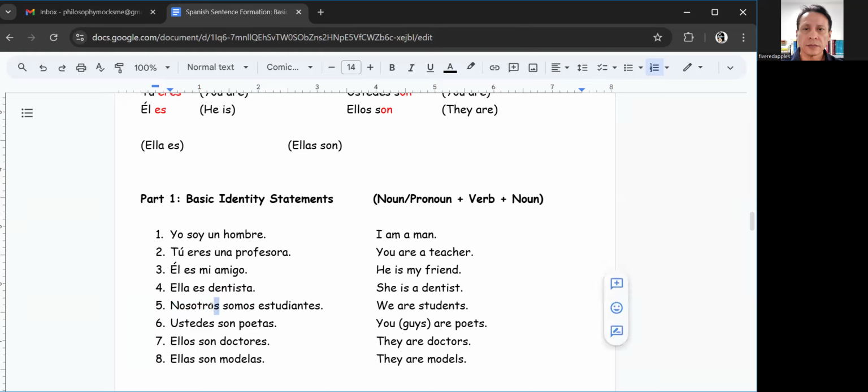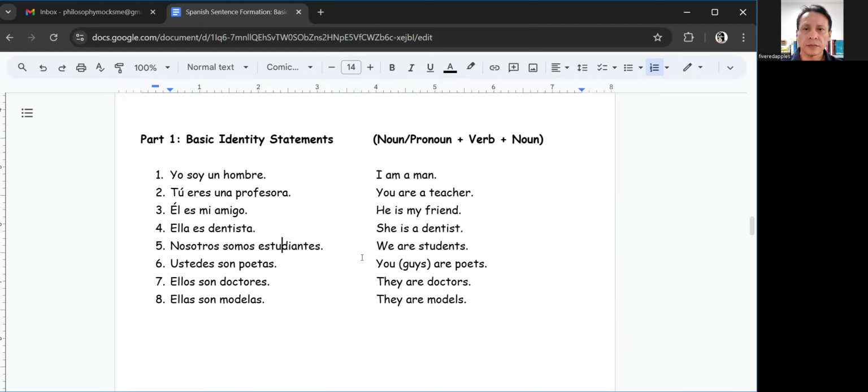Nosotros, we, somos. Notice the OS ending matching: OS for somos, for nosotros. Nosotros somos estudiantes. If you can see this word here, estudiant, that should give you a clue that it's student. Obviously, you already saw it on the right, but what I'm saying is you would be able to figure it out if I hadn't put it. Nosotros somos estudiantes. Plural, estudiantes, because we is plural. We are students.